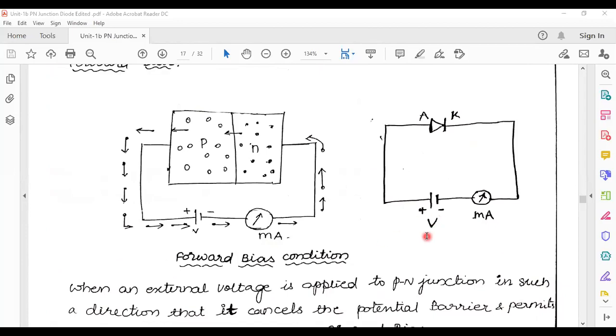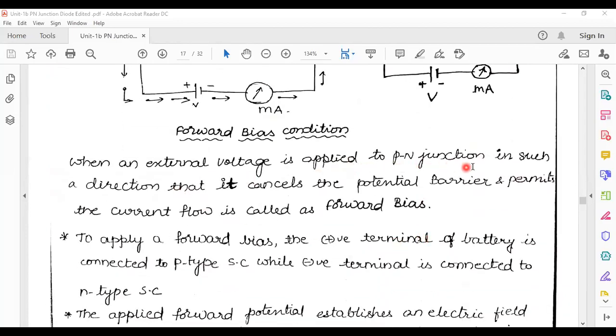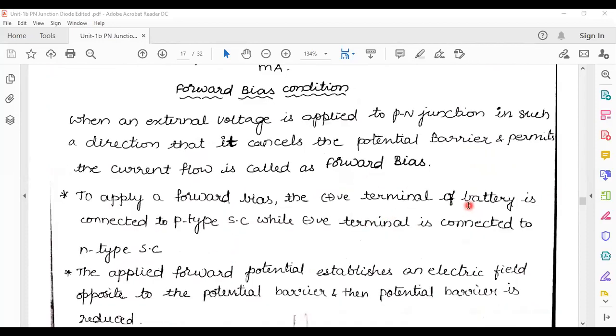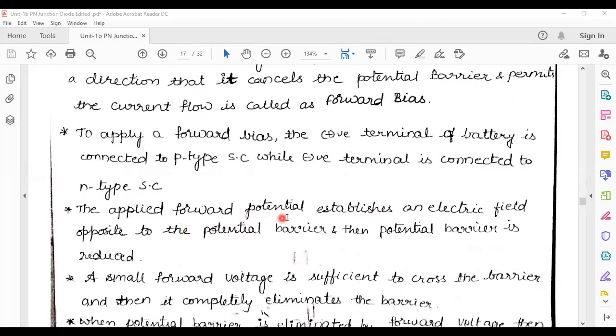Here from this diagram, when external voltage is applied to a PN junction in such a direction that it cancels the potential barrier, that means the vanishing of the potential barrier may take place and permits the current to flow. This is called forward bias condition. To apply a forward bias, the positive terminal of the battery is connected to the P-type semiconductor, while the negative terminal is connected to the N-type semiconductor. The applied forward potential establishes an electric field opposed to the potential barrier.